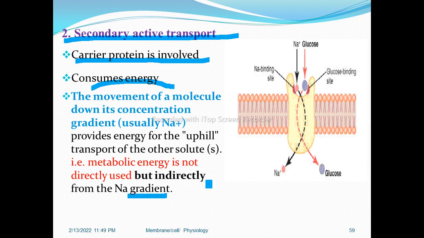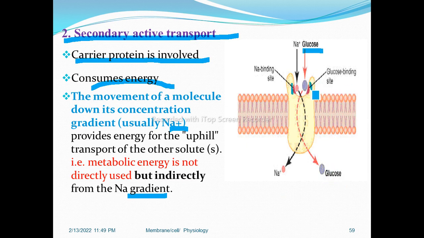This means sodium moves down its concentration gradient, from high to low concentration, but for the other molecule it is uphill, which uses energy, but the energy is indirect. Let me show you. This is the membrane, this is a channel. In this case, this is the sodium binding site, and this is sodium, and this is glucose. Sodium is moved from the outside to the inside, down its concentration from high concentration to the lower concentration. But glucose goes uphill, against the concentration gradient, from outside to the inside.